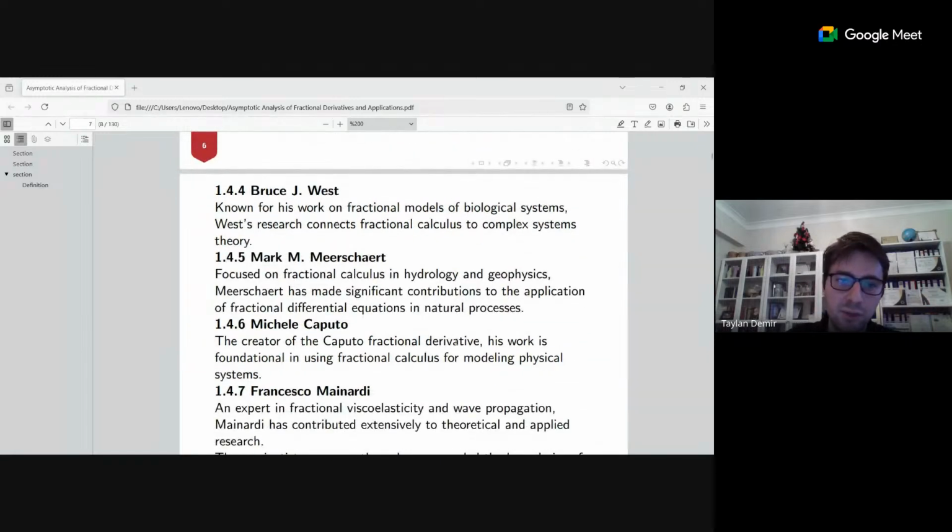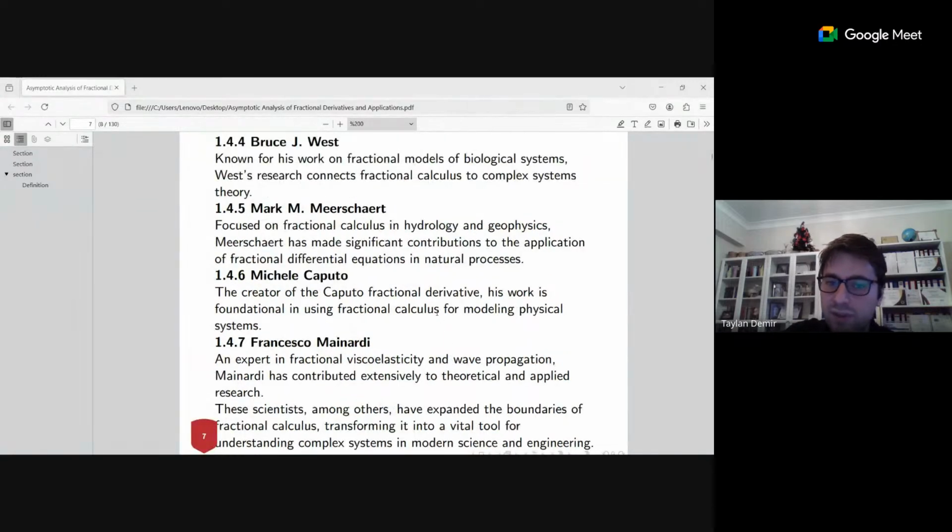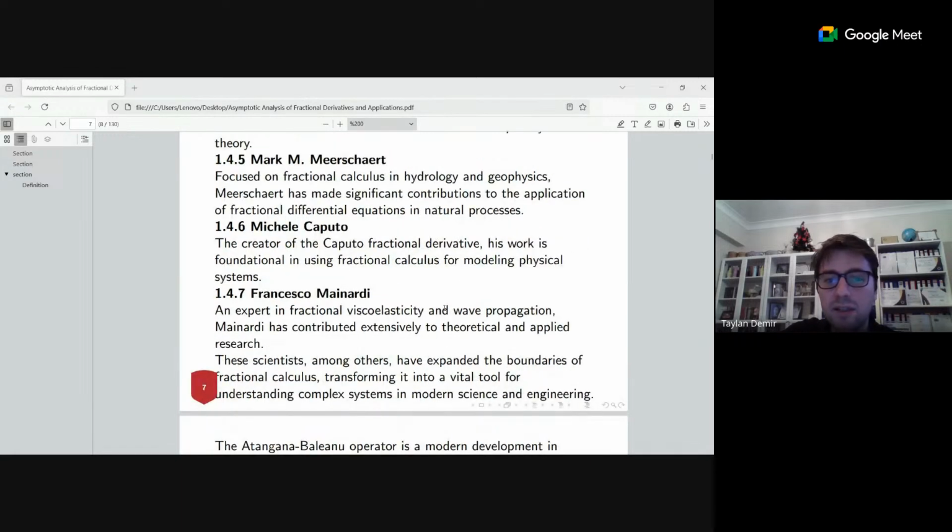Later, Bruce J. West is known for his work on fractional models of biological systems. West's research connects fractional calculus to complex systems theory. Mark Meerschaert focused on fractional calculus in hydrology and geophysics, and has made significant contributions to the application of fractional differential equations in natural processes. Michele Caputo is the creator of the Caputo fractional derivative and Caputo fractional integral for differential equations, and his work is foundational in using fractional calculus for modeling physical systems.